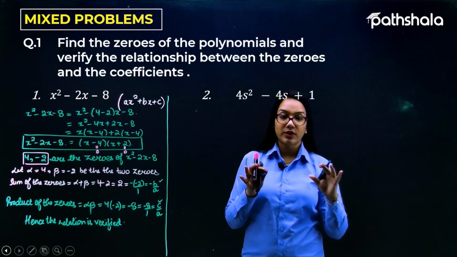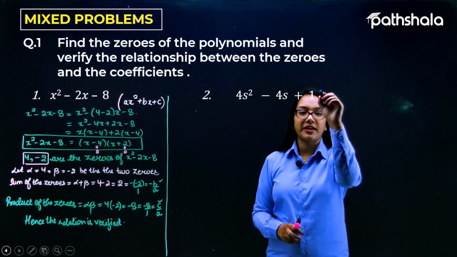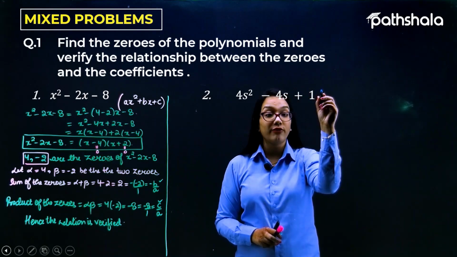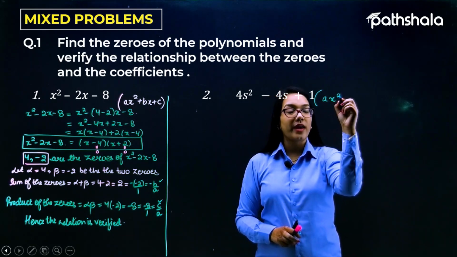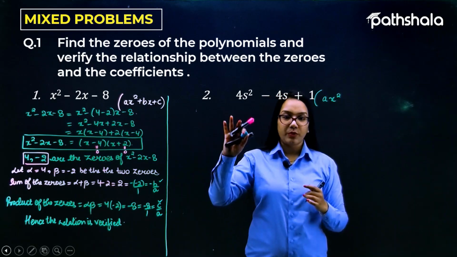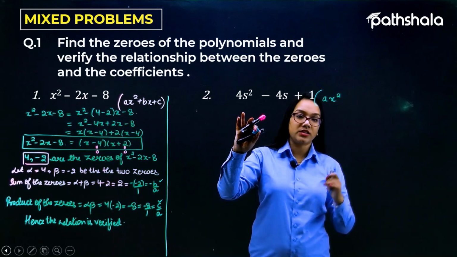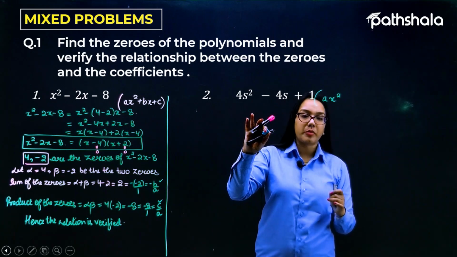Now let's talk about the second case. So let us suppose I am again writing it in the general form as ax square. As we know, the variable that is used in this particular part is s.